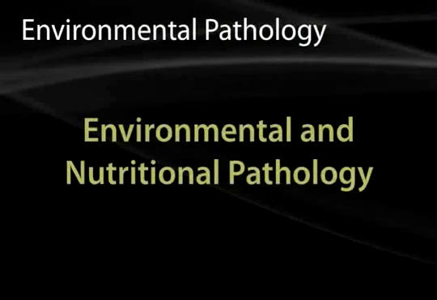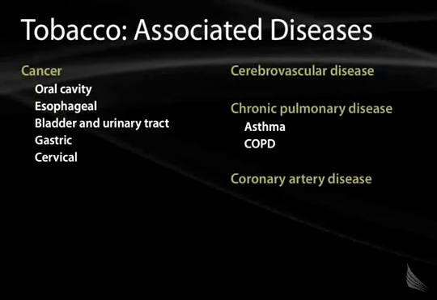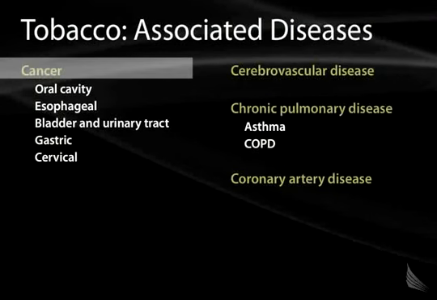For USMLE Step 1. The topic of today's lecture is environmental and nutritional pathology. We will begin by looking at the effects of drug and physical injury on cellular biology and metabolism, and by considering tobacco. Tobacco is associated with numerous cancers, of course the most famous association being lung cancer.